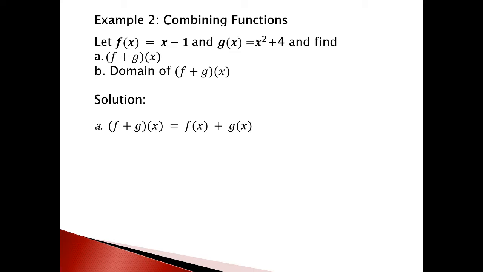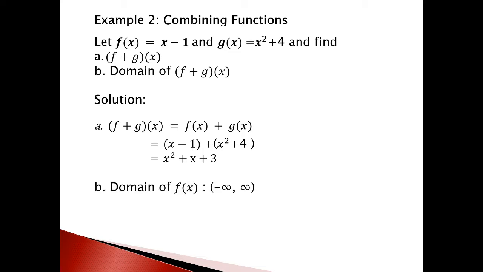So our f of x is x minus 1 and g of x is x squared plus 4. What we have to do is just add x minus 1 and x squared plus 4. Then you can see, after simplification, x squared plus x plus 3. Now we are in the process of finding the domain of f plus g of x.